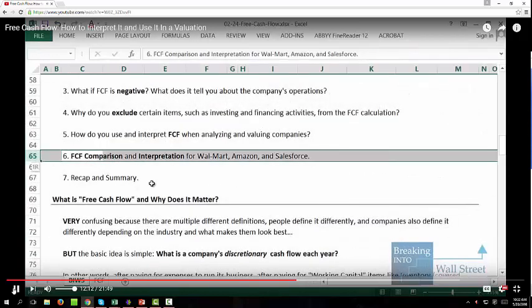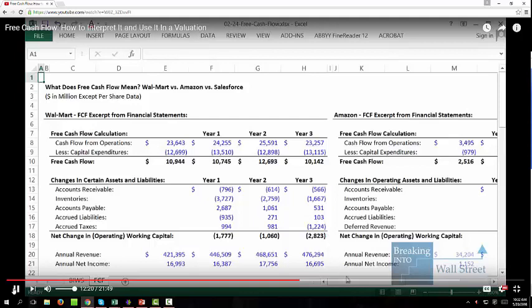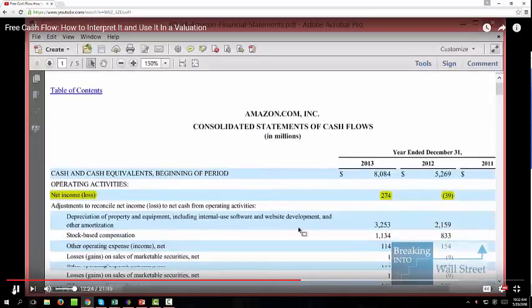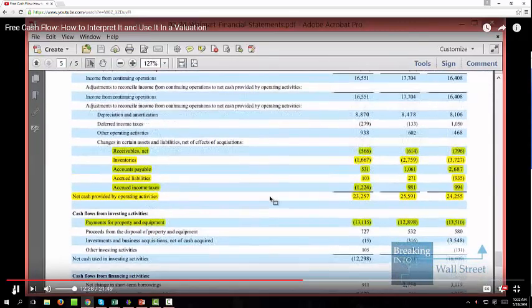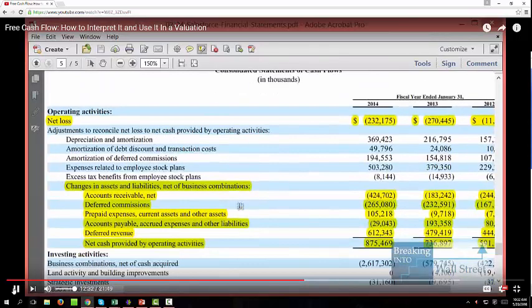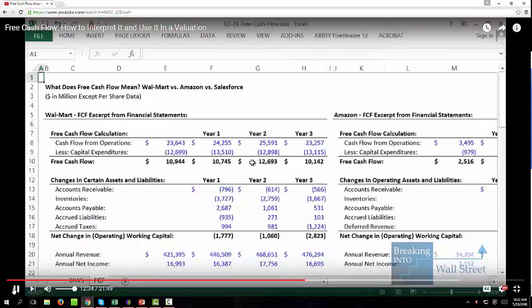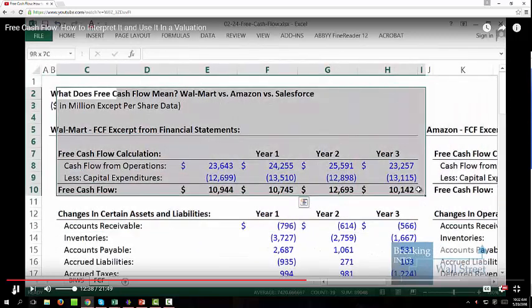So step 6, the free cash flow comparison and interpretation for Walmart, Amazon, and Salesforce. Once again, I have excerpts from all 3 companies' financial statements. I have highlighted some of what is important on their financial statements here, on their cash flow statement specifically, if you want to go in and get these numbers for yourself. So these are all highlighted for you. Let's start with Walmart here and do some interpretation of their numbers.